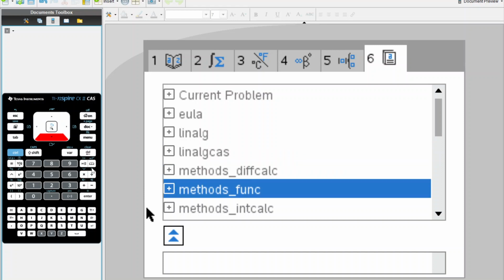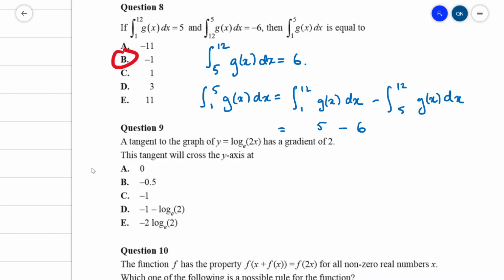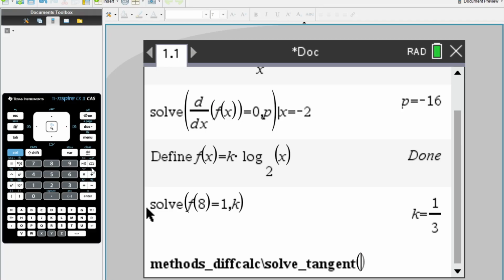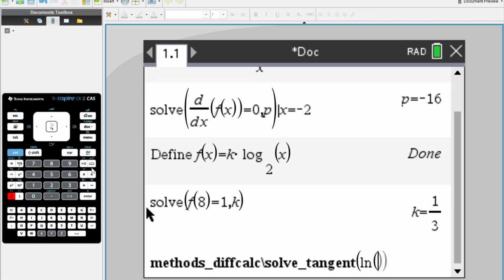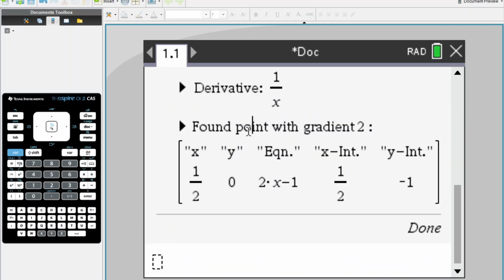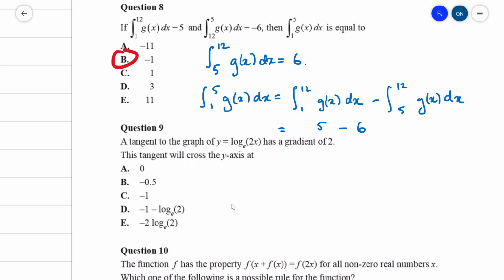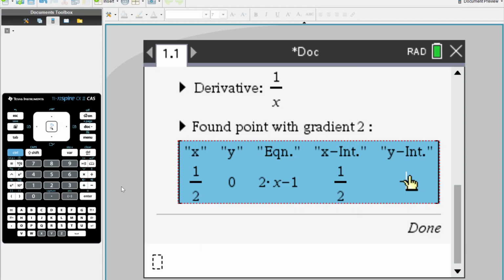But we'll go to methods, differential calculus. I'll go to solve tangents, and I'll type in log base e of 2x, so ln 2x, comma x, and I'm interested in a gradient of 2. I should really modify this program so you don't need to put in negative infinity and infinity. And we found a point with a gradient of 2. Here it is. There's the equation of the tangent line, and there's the y-intercept. It's -1.